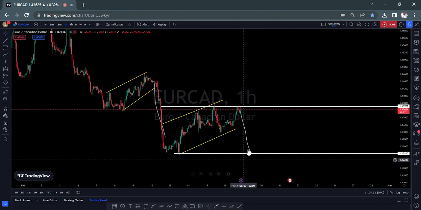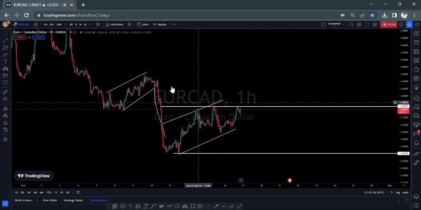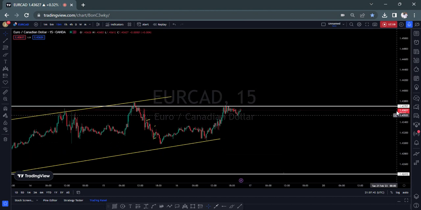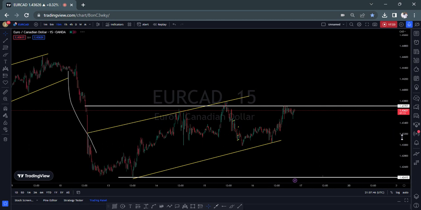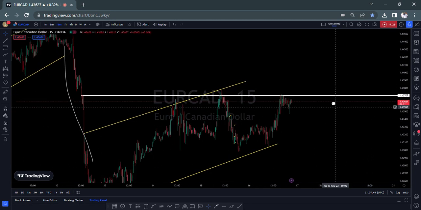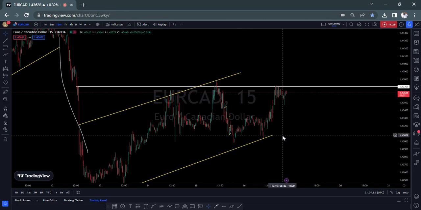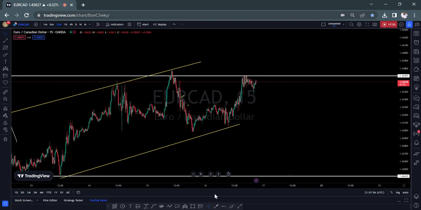So I can't just take a risk entry. I would wait for reduced risk. That one is less risky. So yeah, let's see how this pair goes. That is what I'm going to wait for.